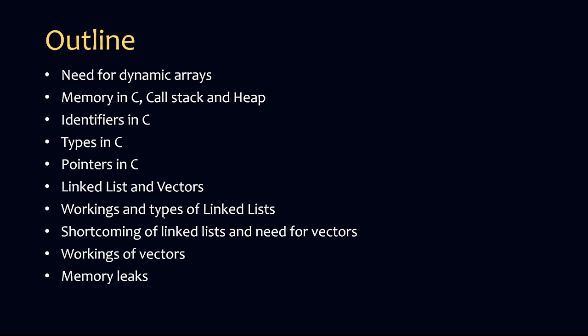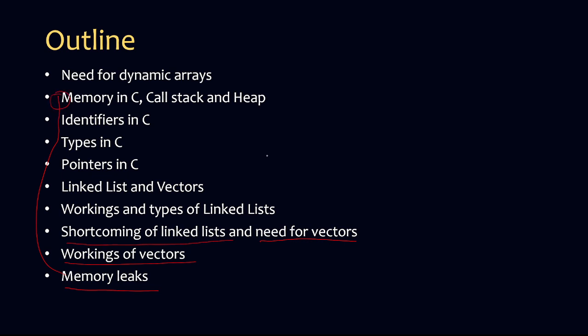Then we have workings and types of linked lists. Linked lists are of two types. Firstly, we have a singly linked list, and then we have a doubly linked list. Again, these will be discussed in depth in the future. Then we have shortcomings of linked lists and the need for vectors, and then the working of vectors and memory leaks. We'll discuss a little bit of memory leaks in this topic too.